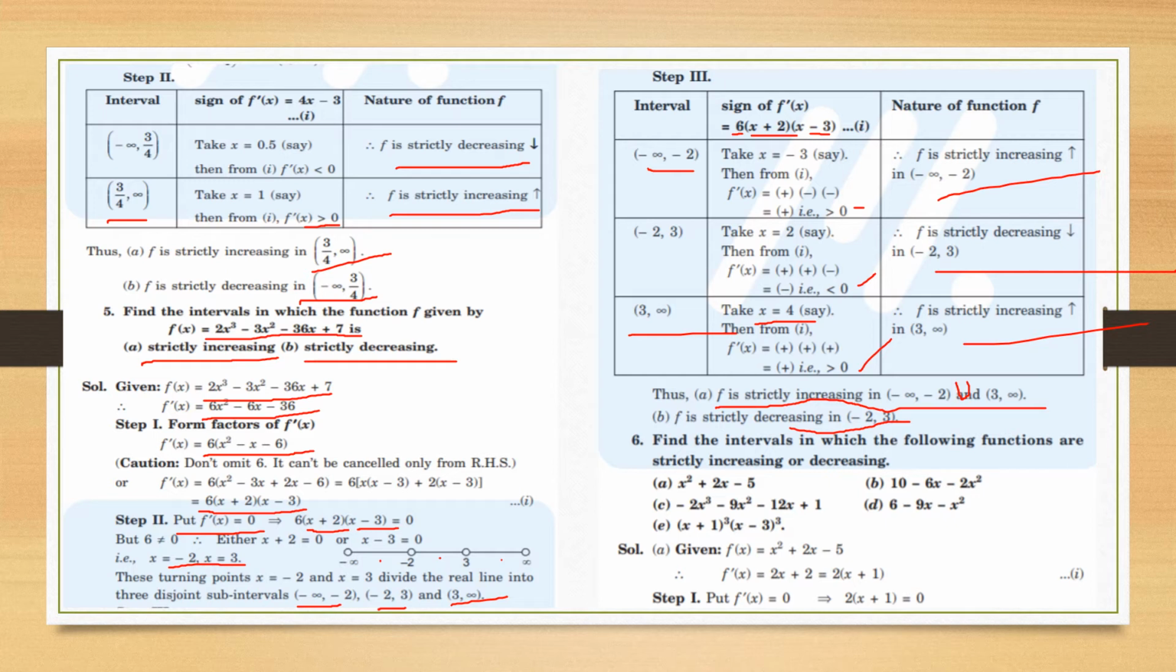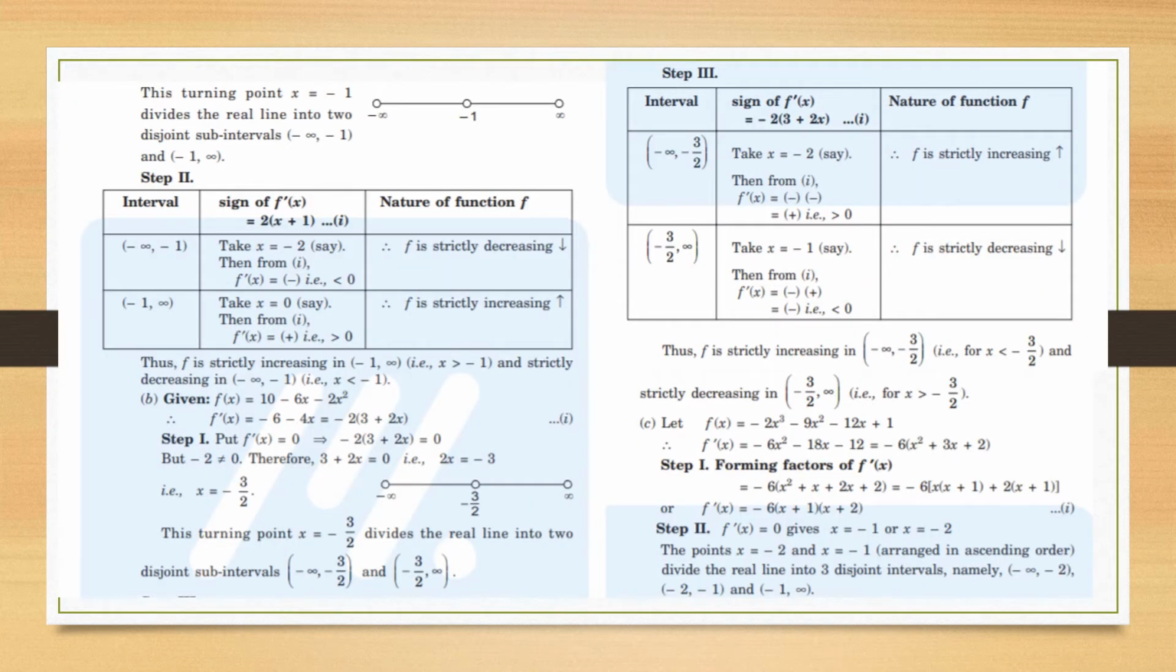Okay. Number 6 is: find the intervals in which the following functions are strictly increasing or decreasing. So let us do one by one quickly. So this is my function. The derivative is 2 times x plus 1. To find the critical point, put it equal to 0. And I'll get my turning point as -1.